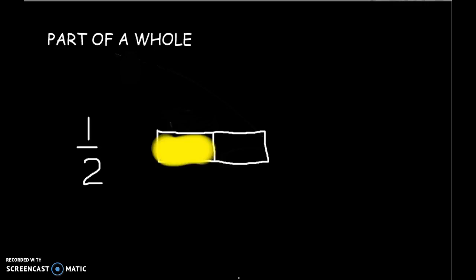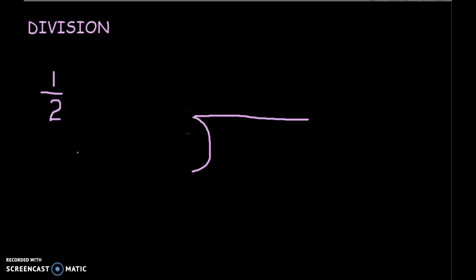But today we're going to learn that there's more than one way to interpret one half, or any fraction for that matter. So, for instance, if I have one half like this, it can be read as 1 divided by 2, whereas the 2 would go outside of the division house and the 1 would go on the inside. So 1 half can be read as 1 divided by 2.